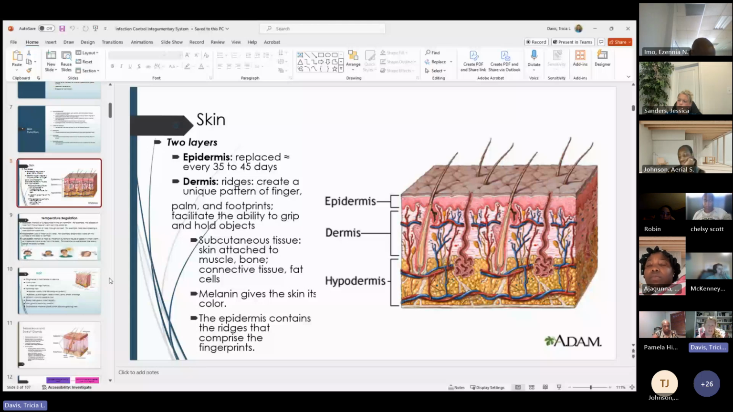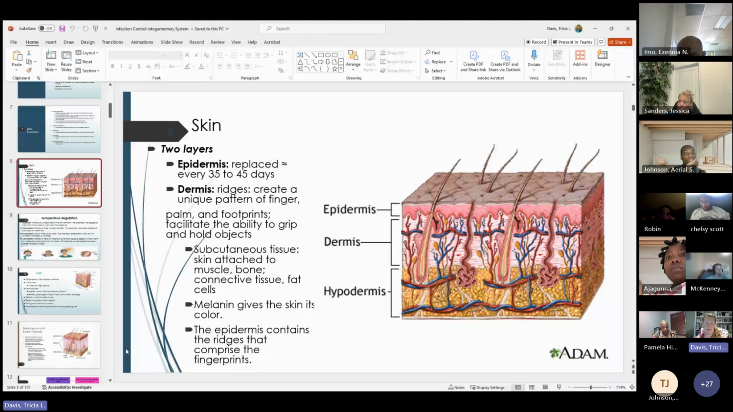Then we have our dermis, which is underneath of that epidermis, which is a little bit more rigid, and it creates kind of like a unique pattern of a finger when we think about our thumbprints and things like that. So it helps to be able to grip and hold on to objects. Inside of our dermis is going to be our subcutaneous tissue. So this is going to be our skin that's attached to our muscle, to our bone. Our subcutaneous tissue, our fat tissue, also helps connect to our connective tissue.